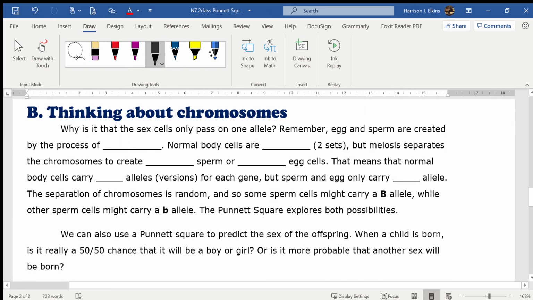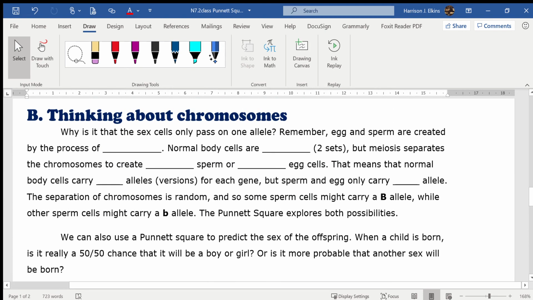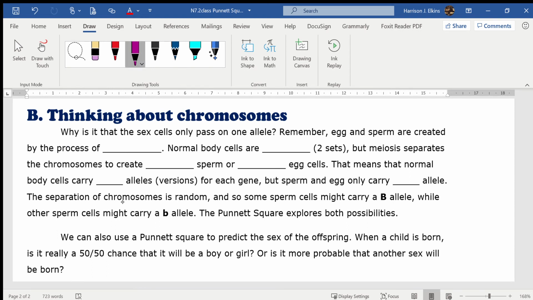Let's think about this a little bit more in terms of chromosomes. Why is it that sex cells only pass on one allele? Well, the sperm is only going to pass on one, okay? And then the egg is only going to pass on one. It's not going to pass on both. It's only going to pass on one of those. Why is that? Remember, egg and sperm are created in the process of meiosis.